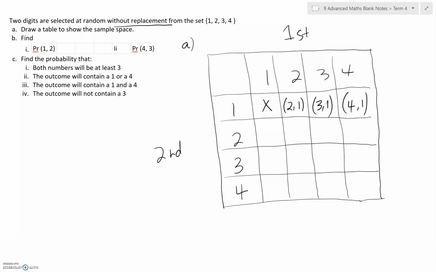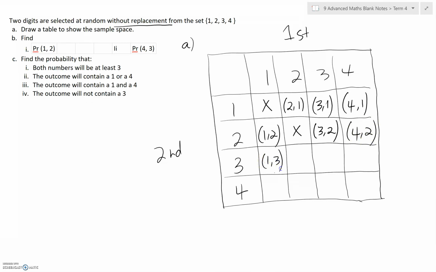Now, our next one, if I draw a 1 first, 2 will definitely still be there, so I'll be able to do that. However, if I draw a 2 first, 2 will no longer be there, so I won't be able to make that happen. If I draw a 3 first, 2 will still be there. If I draw a 4 first, 2 will still be there.